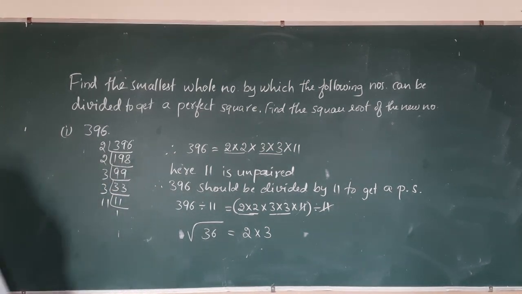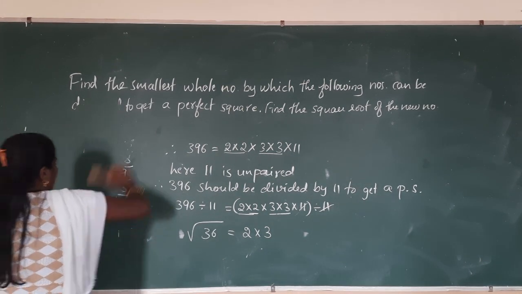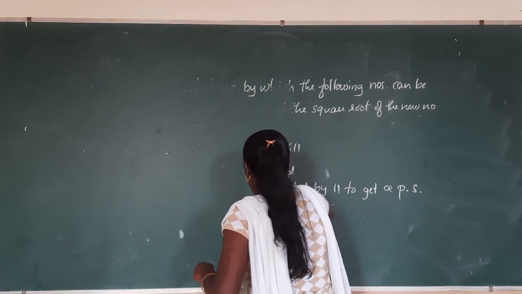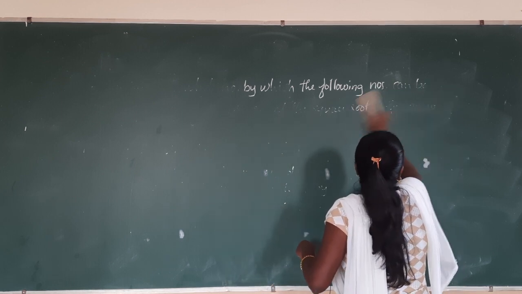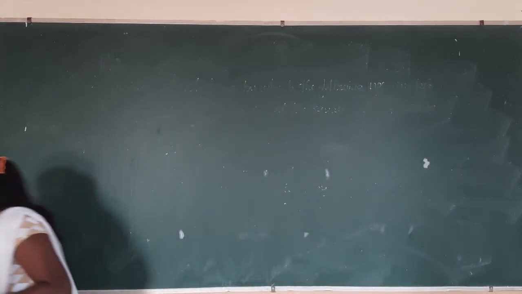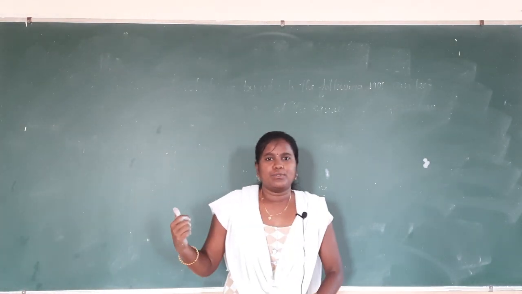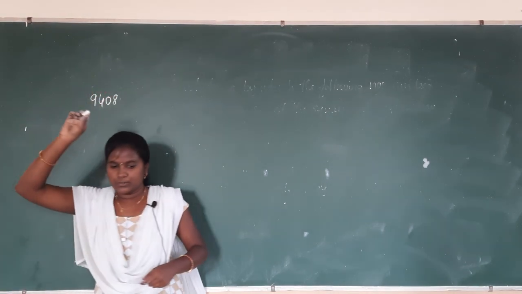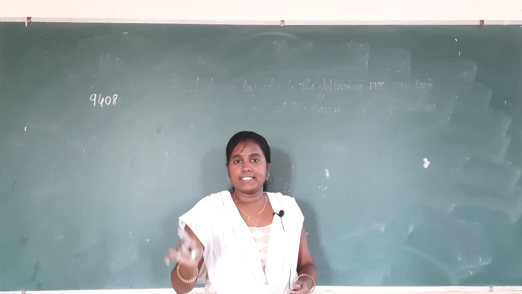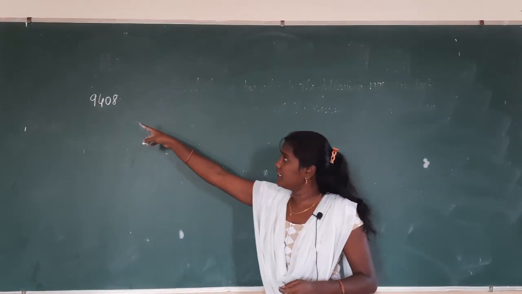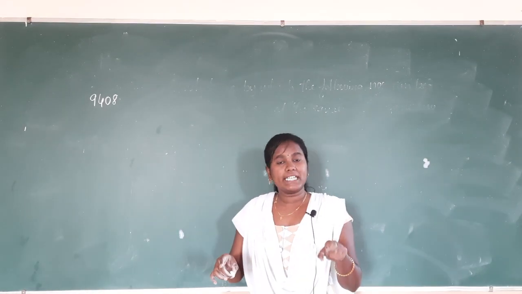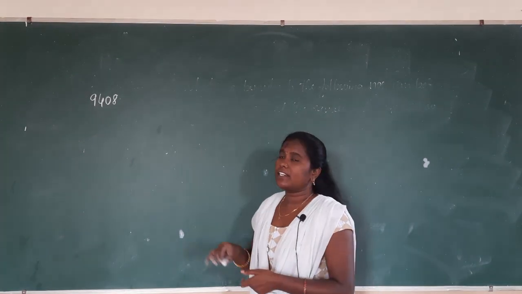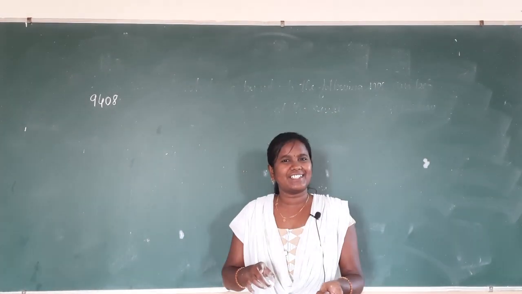Okay. So the next number is, sorry, I hope you are understanding this one. Yes? Okay. So the next number, we consider it as 9408. Find the smallest whole number by which 9408 should be divided to get a perfect square. Yes? 9408 is there? Yes, of course, it is not a perfect square.